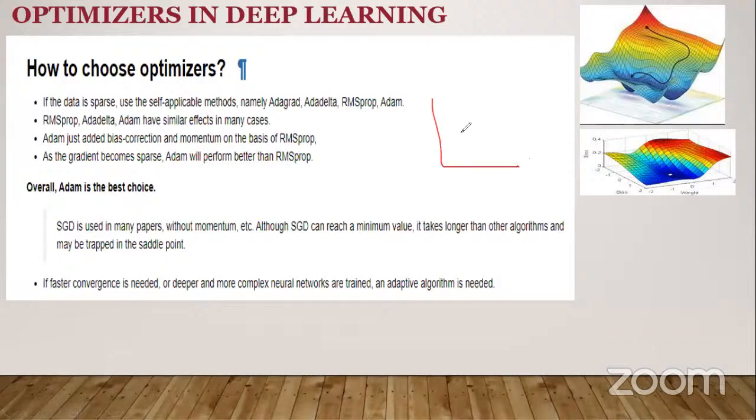In order to reach the minima, the path goes like this, not smooth, so we have to apply exponential smoothing. For that purpose, we introduce the concept of momentum. Depending on the data sets, the type of variation, and the kind of business problem you are trying to solve, we have to choose these things. And what Adam is doing is adding bias correction and momentum, on the basis of RMS prop. Forget about RMS prop.